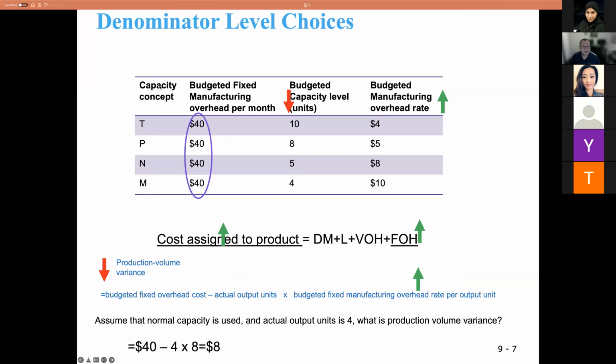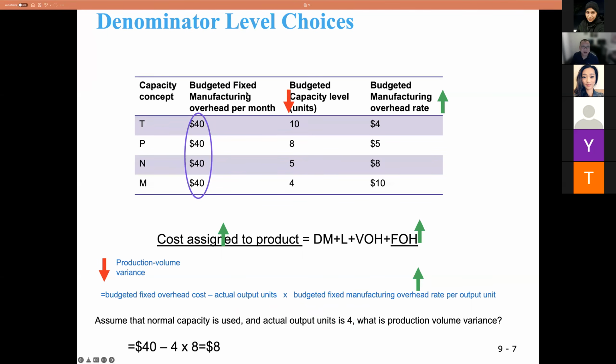So there are different capacity concepts. T here is theoretical, P is practical. So these two are from the supply perspective. And then from the demand perspective, you have normal and master budget. That's the four different potential candidates for the denominator, right?